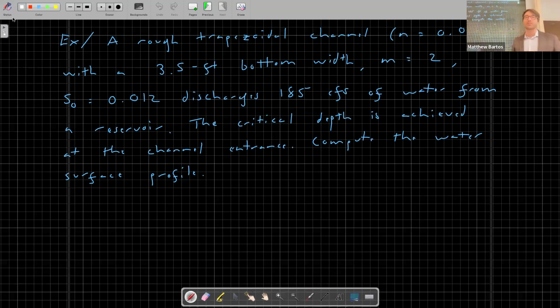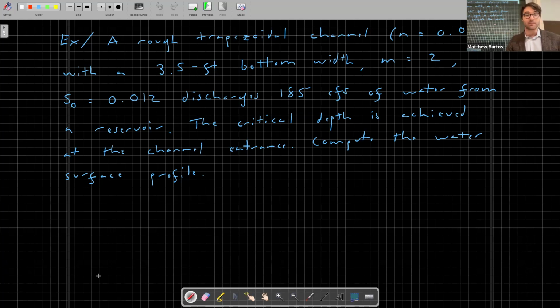We have a rough trapezoidal concrete channel with a 3.5 foot bottom width, side slopes 2 to 1 horizontal to vertical, with a bottom slope of 0.012. So that's pretty steep. And it discharges 185 cubic feet per second of water from a reservoir. Like the problem you saw in homework 7, the critical depth is achieved at the channel entrance. This is a pretty common condition that happens when you have a reservoir discharging into a steep channel. Your job is to compute the water surface profile for this case.